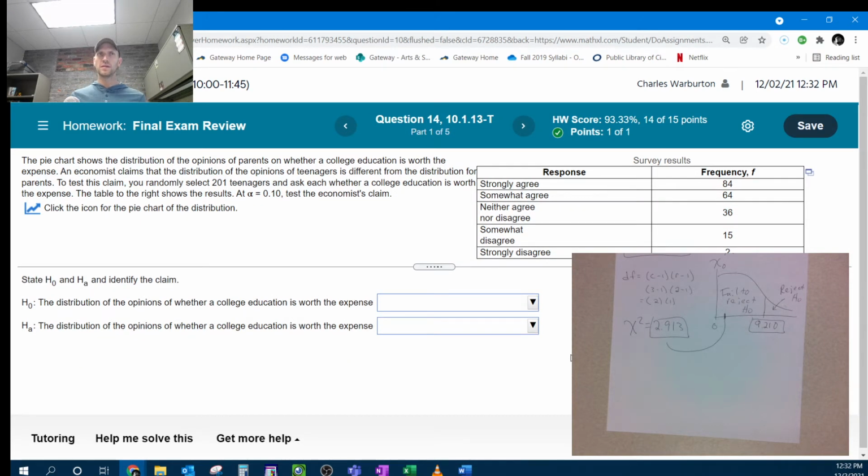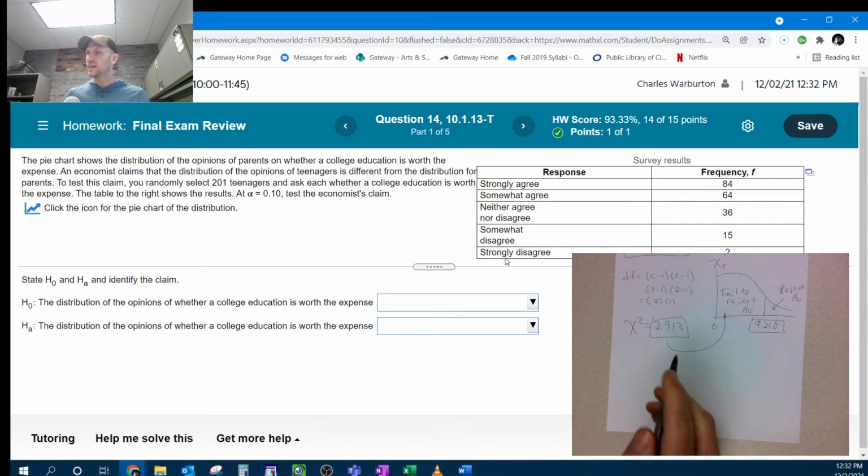All right, number 14. Number 14, let's see what it says. It says that a pie chart shows the distribution of opinions of parents on whether or not college education is worth it. An economist claims that the distribution of teenagers is different than that of their parents. All right, so this looks like one of those goodness of fit ones, right?